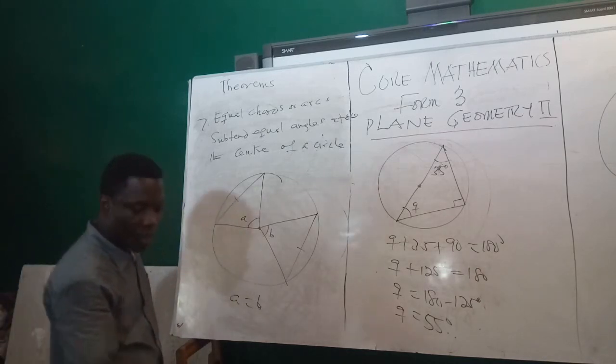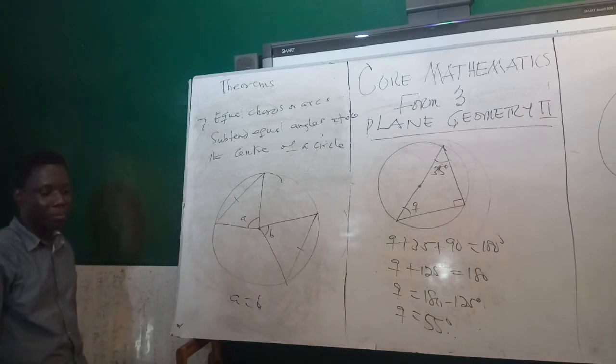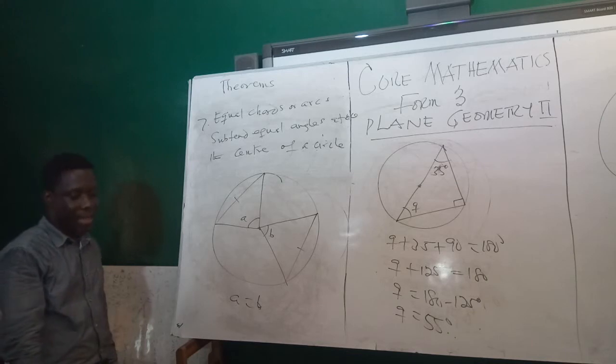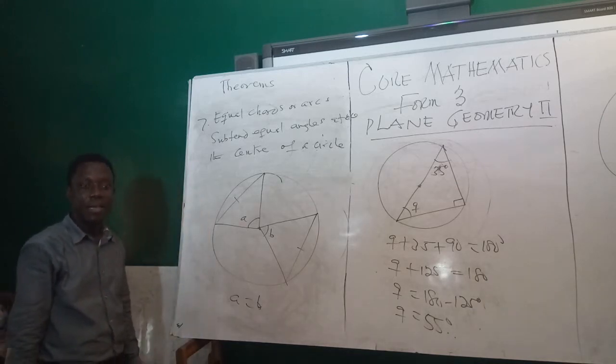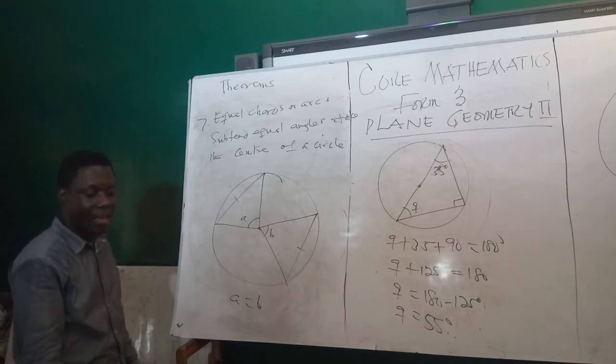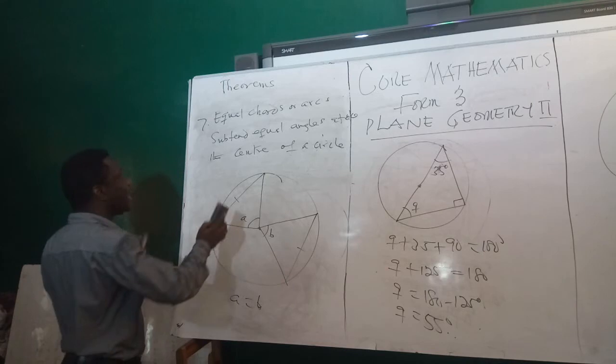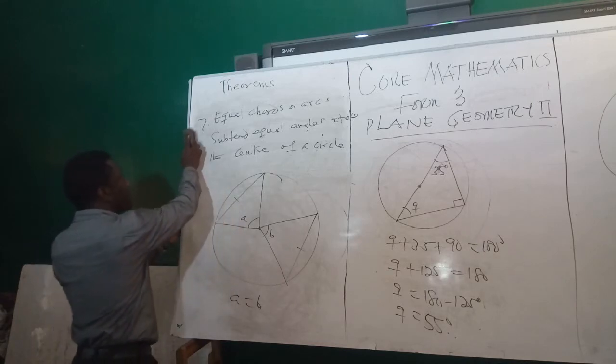Quickly, let me look at the eighth theorem. Now what does the eighth one say? The eighth one says the angle between a tangent and a radius in a circle is 90 degrees. The angle between a tangent and a radius. So let me take that one.